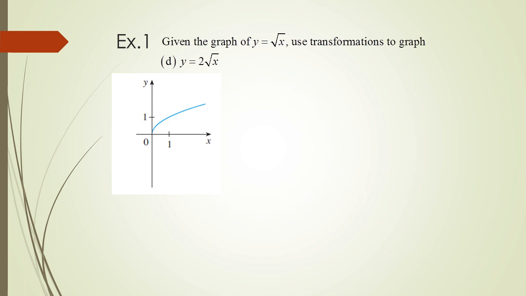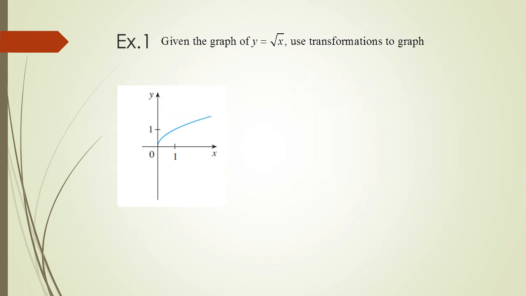D, y equals 2 root x. That means 2 times f of x. So we will do the vertical stretching. Get the pink color graph. E, y equals the root of minus x. That is f of minus x. We will reflect the curve about the y-axis. Get this one.